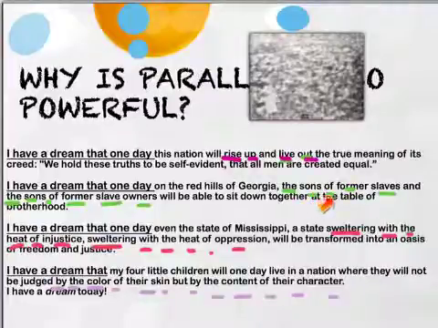The sons of former slaves. The sons of former slave owners. We've also got sweltering with the heat of injustice, sweltering with the heat of oppression. And then one final one that I pointed out as the speech was going, by the color of their skin, by the content of their character. Again, everyone remembers the I have a dream part of the parallelism within Martin Luther King Jr.'s speech, but it is important to note that he was masterful at weaving in parallelism all throughout his speech, not just with I have a dream, but the other parts of his speech as well.